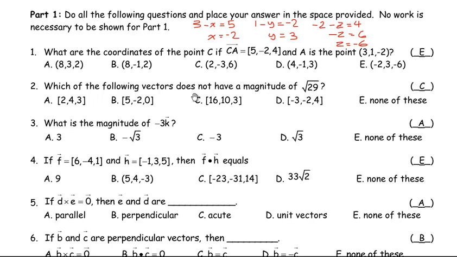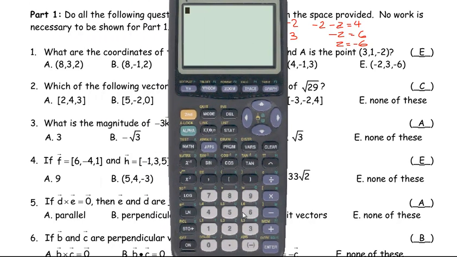Which of the following vectors does not have a magnitude of root 29? Well, the magnitude formula: we take the components, square them, add them, and take the square root. So we're really looking for the vector where the x component squared plus y component squared plus the z component squared is something other than 29. So let's start with A here, the [2, 4, 3]. If I go 2 squared plus 4 squared plus 3 squared, I get 29. So the length of that vector would be root 29.